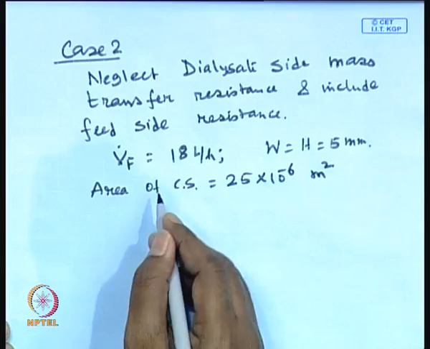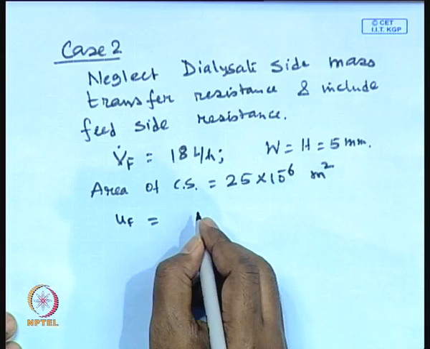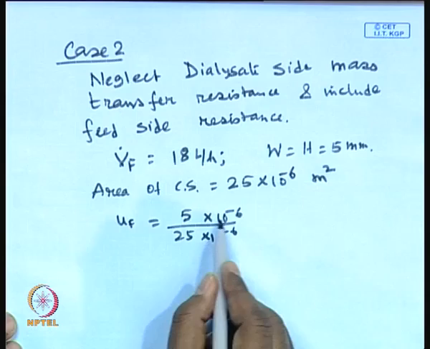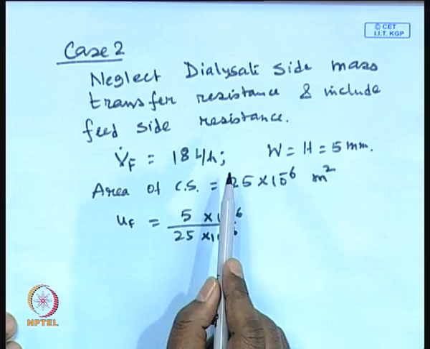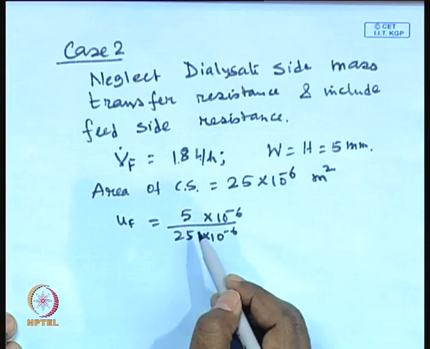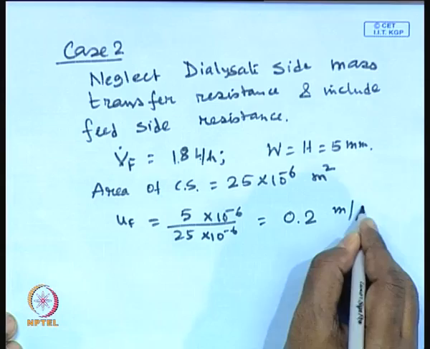U_F, the cross sectional average velocity in the feed chamber, will be 5 into 10 to the power minus 6 divided by 25 into 10 to the power minus 6. This 5 into 10 to the minus 6 is what you get if you convert 18 liter per hour into meter cube per second. So, meter cube per second divided by meter square, the velocity in the feed chamber will be 0.2 meter per second.